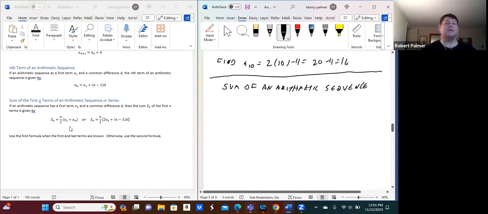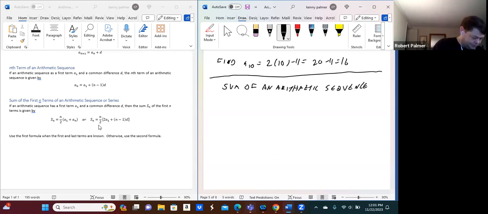Okay, so basically this tells us we have two formulas, and we use the formulas depending on what we know about each one. So if you know a1, the first term, and you know the common difference, we can find the sum of the first n terms this way. If you know a1 and the last term, you can find the sum this way, adding all those up. Or if you don't, you simply know the common difference and a1, you just do it this way. Okay.